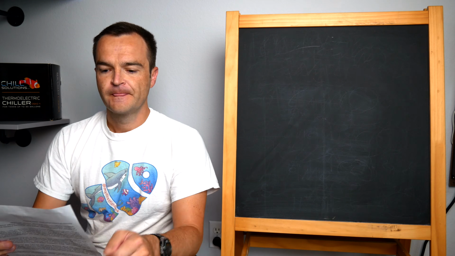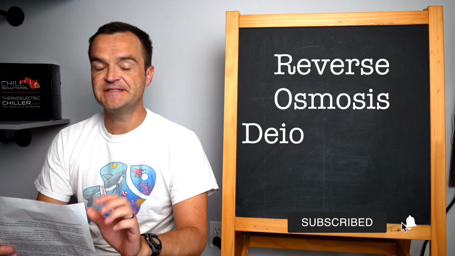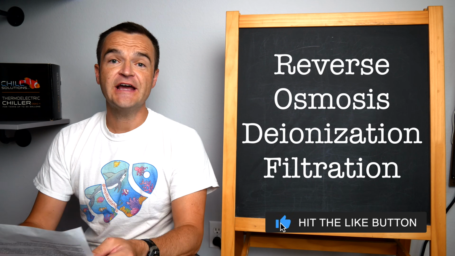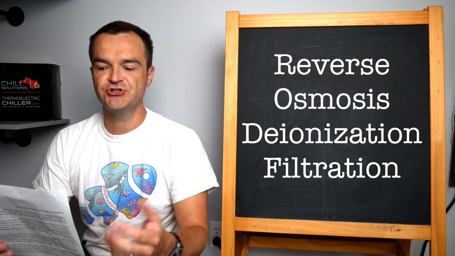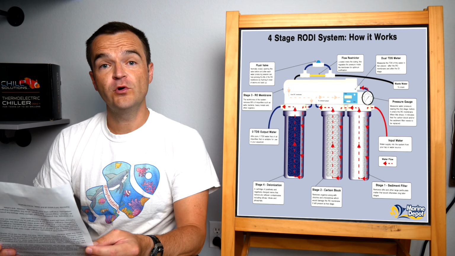RODI filtration. RODI filtration stands for reverse osmosis deionization filtration. At its most simple level, an RODI filter removes contaminants from water, resulting in pure H2O. But how does it work? Most RODI filters have 4 unique stages.